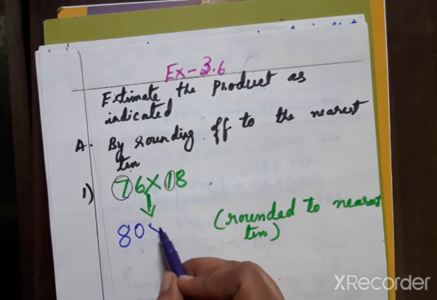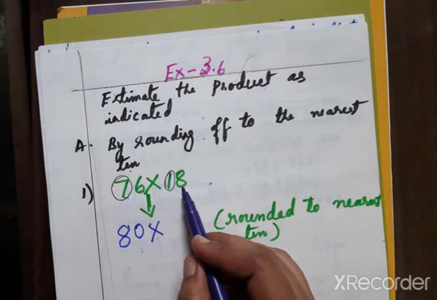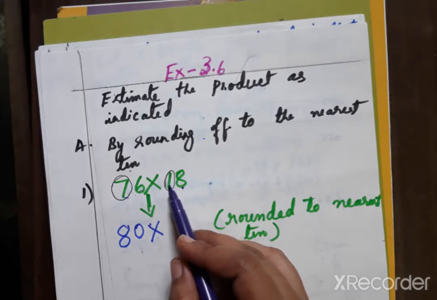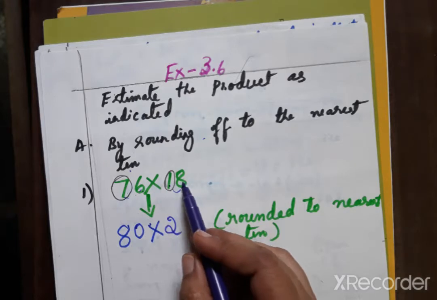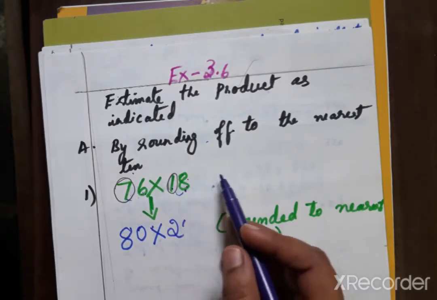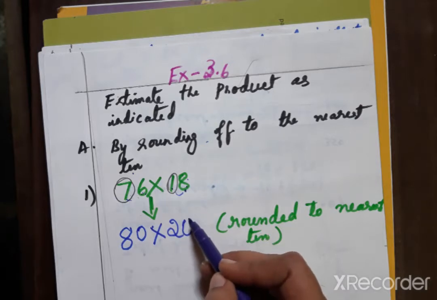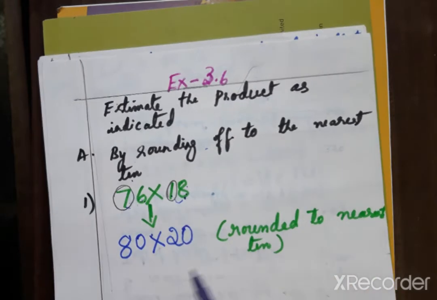And the multiplication symbol, so into. Next we are rounding off 18. We have to check the next number, whether it is 5 or greater than 5. The next number is 8, which is greater than 5. So 1 is added here, and 1 becomes 2. The ones digit becomes 0. So we write 0. So 18 rounded to the nearest 10 is 20.